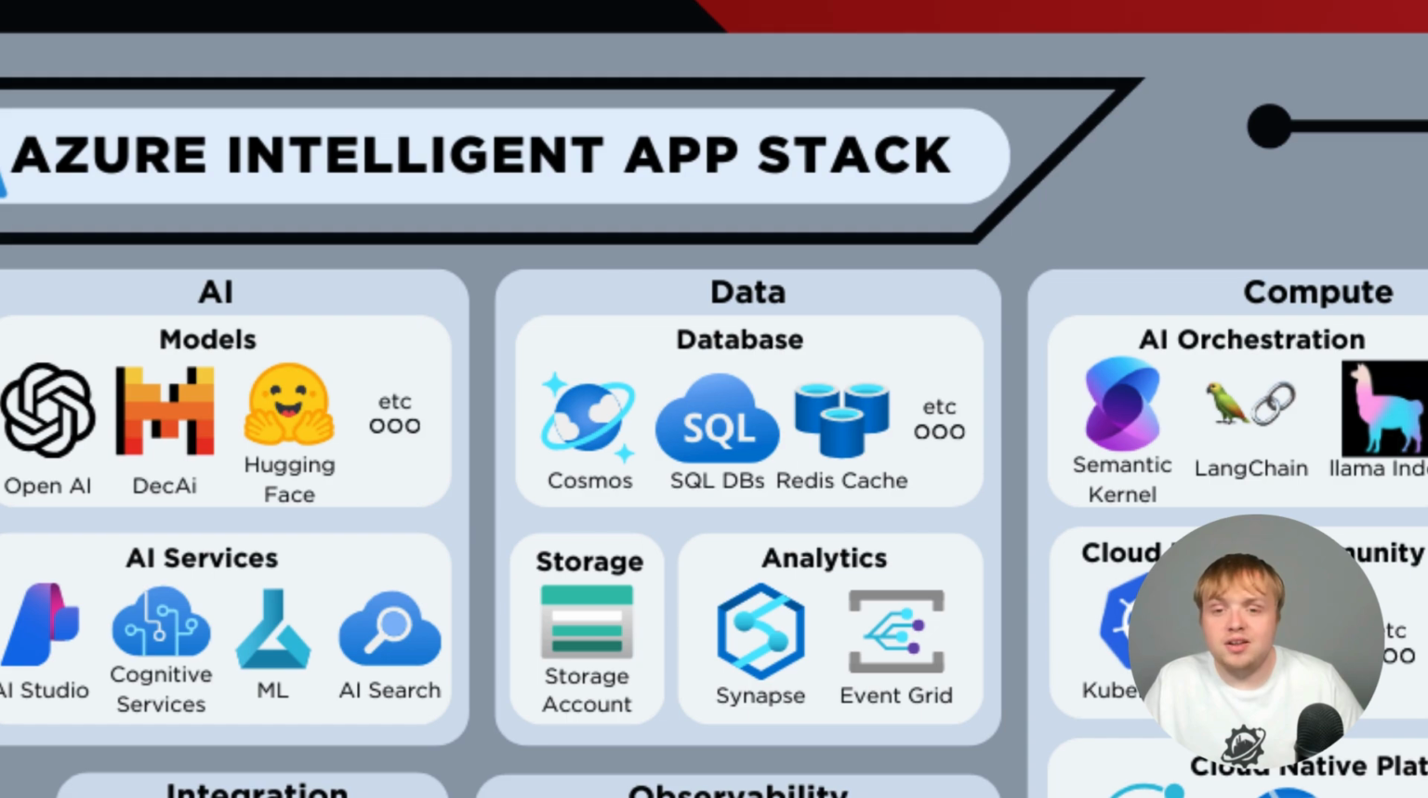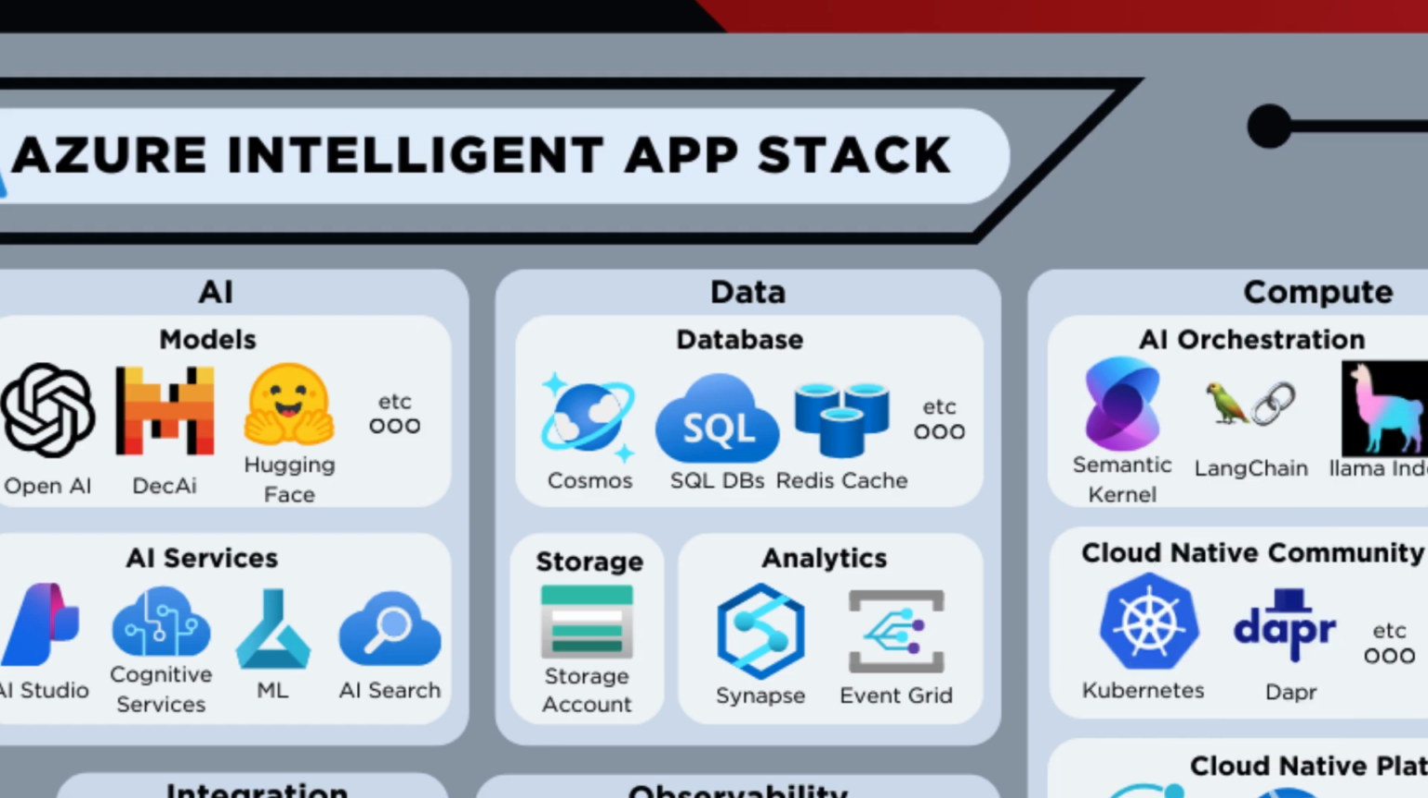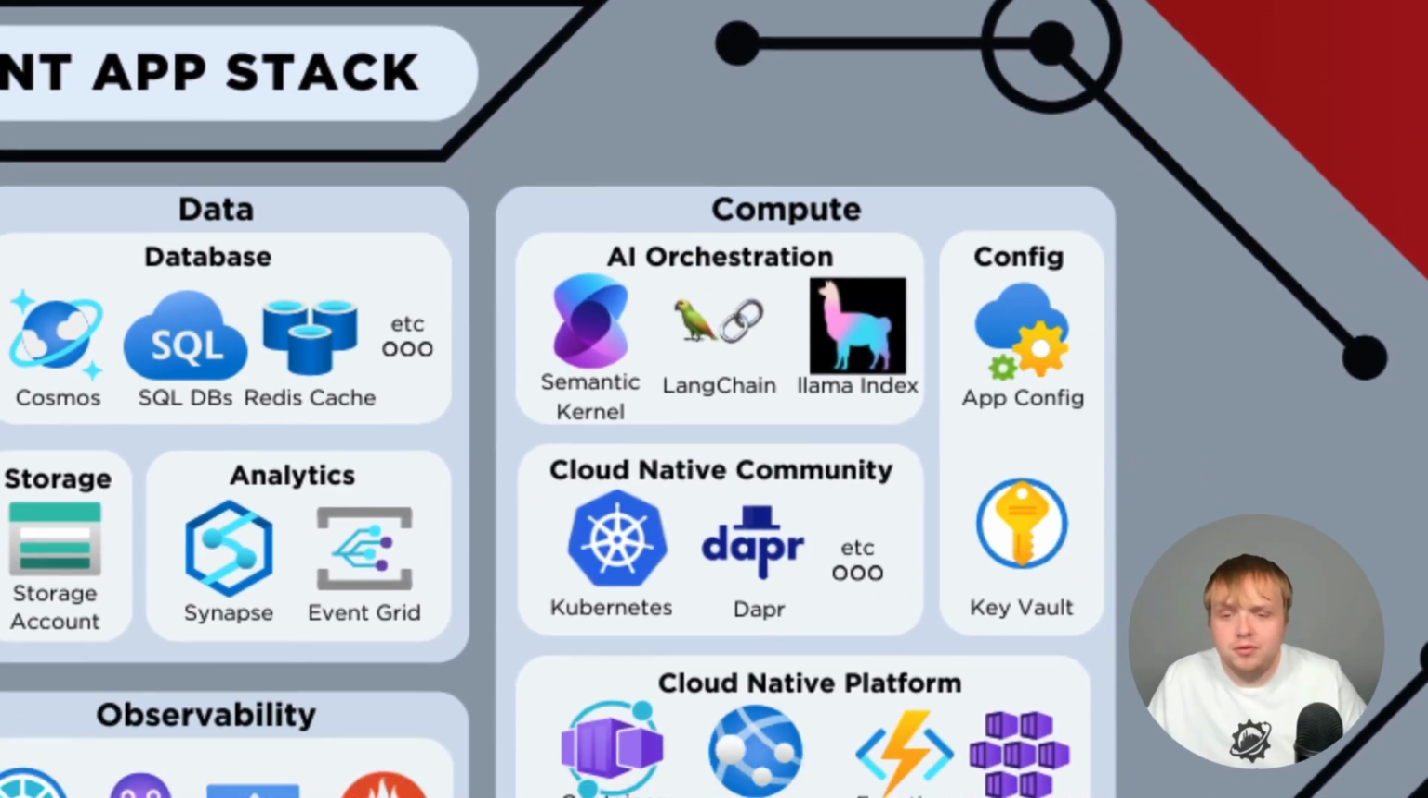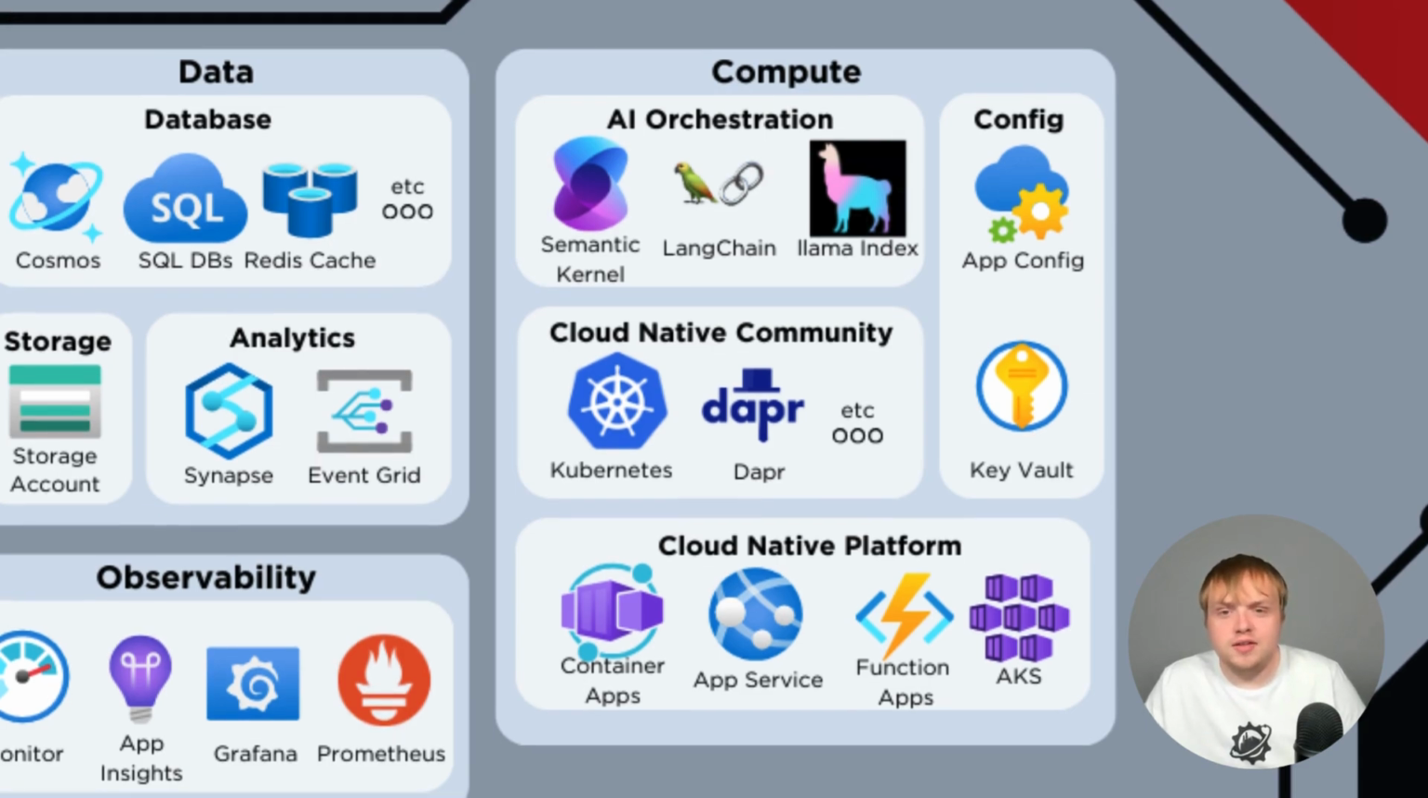Okay, so now let's move on to compute. Now that we've transitioned over to compute, you'll see that this is obviously the biggest section. This has got four subsections, being AI orchestration, config, and also cloud native, platform, and community. So the best way to think about this is we've got first AI orchestration, which is about AI orchestration SDKs for popular programming languages, for example .NET, Java, Python, and JavaScript.